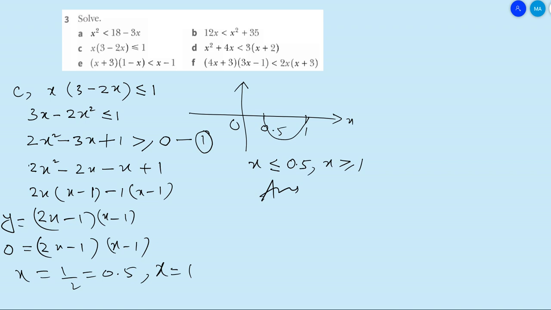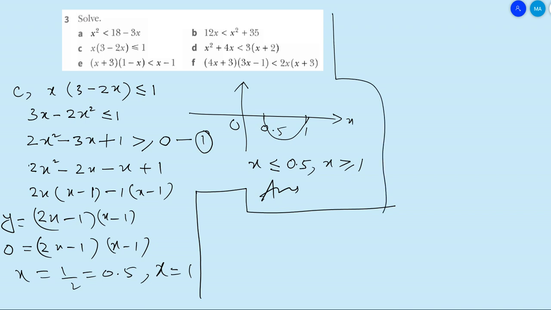And if you want to verify whether your answer is correct or not, just put these values in equation number 1, and if the answer is greater than or equal to 0, it means your value is correct. Okay, so I left this work for you. Checking is not required, but in order to satisfy yourself you can check. I would say you must check. Now come to part D.